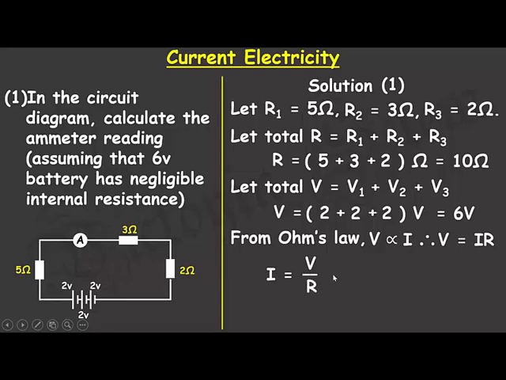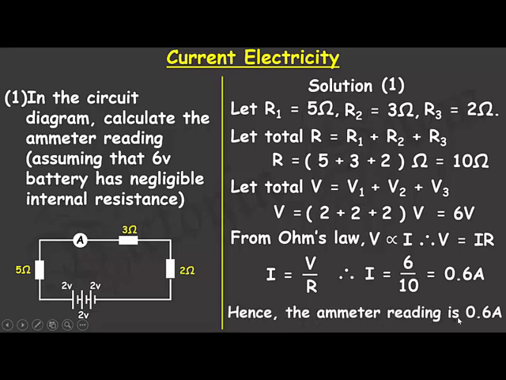Therefore, the current, or the ammeter reading in the circuit shown in this question, will be equal to the ratio of the total voltage, which is 6 volts, divided by the total resistance of the resistors, which is 10 ohms, and this boils down to 0.6 ampere. So the ammeter reading is 0.6 ampere. Is that okay? 0.6 ampere.